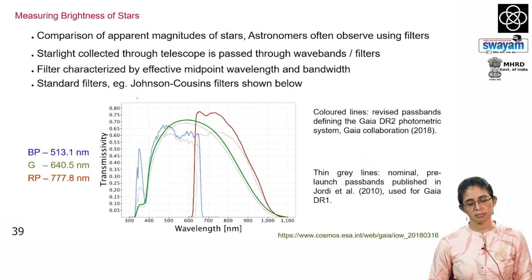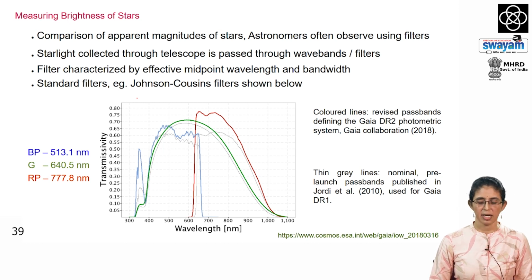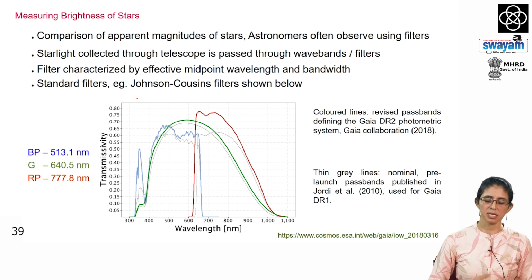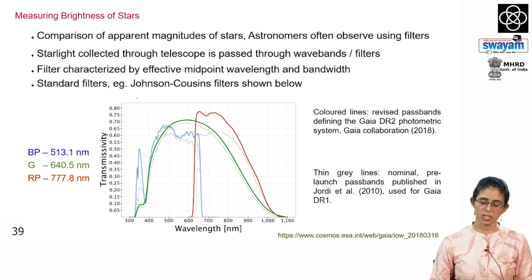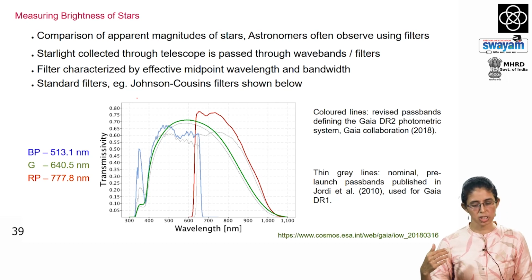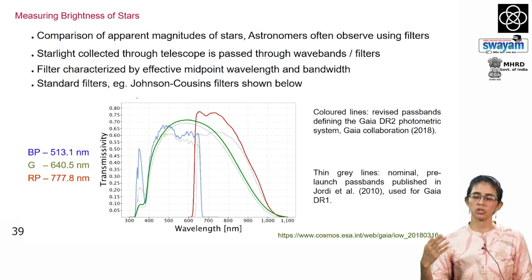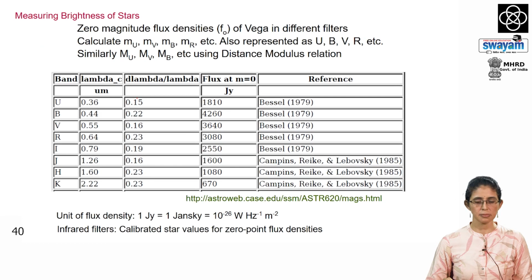These are the filters through which the telescope Gaia is measuring the magnitudes of stars. Here, for example, the transmission curves of the Gaia filters are shown. There are two sets of curves, the colored lines and the gray lines. The gray lines represent the measurements made prior to the actual experiment, because this is a space mission, and the onboard space measurements of the transmission of the filters were found to be different from what was measured on Earth. They are shown by the colored lines. The colored line transmissions are those which are used to measure the magnitudes of the stars as measured by Gaia.